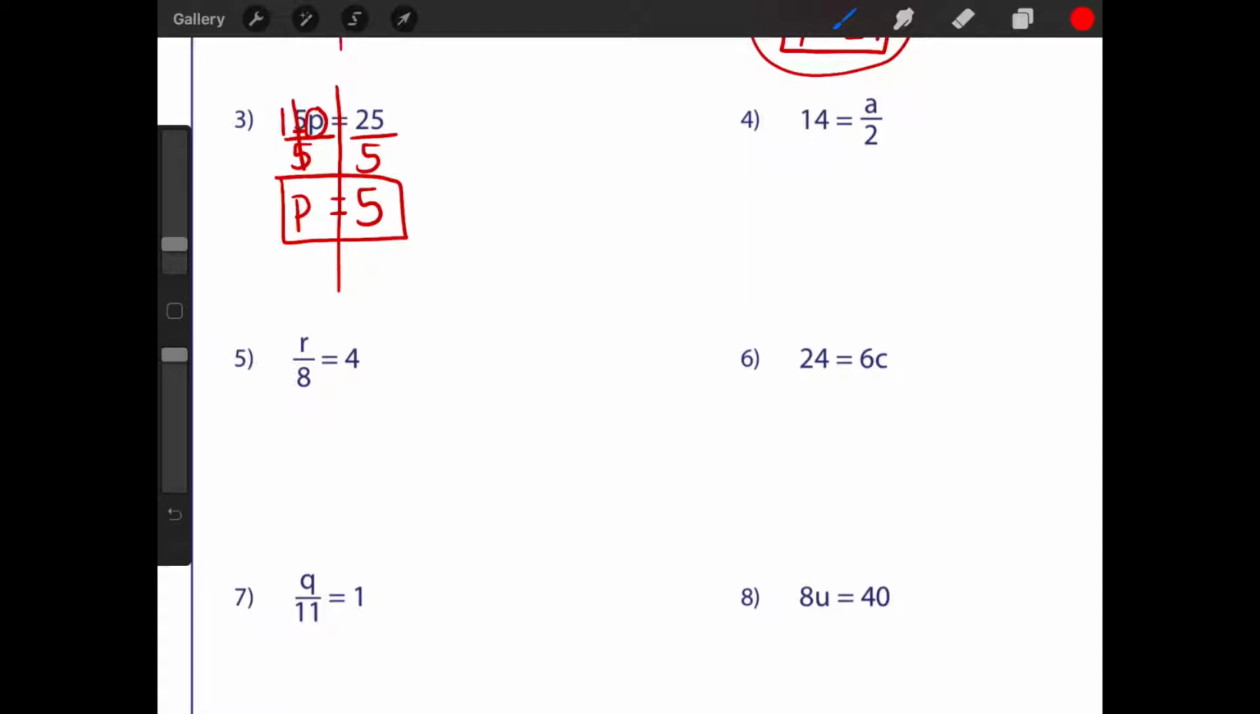Number 4, I'm going to use my cross product method because I see that variable wrapped up in a fraction. So let's put 14 over 1, and we're going to do cross products. 1 times a is 1a. And remember, we don't have to put the 1 because that 1 isn't going to make a difference. Equals whatever the other cross product is. 14 times 2 is 28.